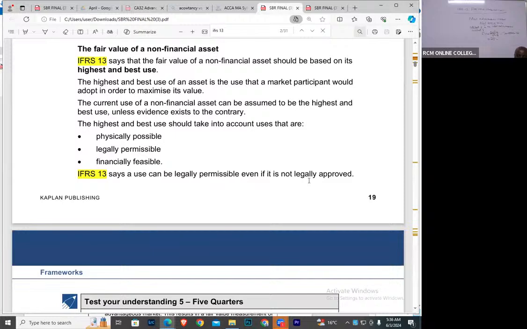So what is the best use? Should I sell this land or should I build on it? If I build on it, I'm going to get cash flows from my rental property. So the best use perhaps could be that, or selling the land. What is the best use? Very, very important for us to appreciate this, ladies and gentlemen.